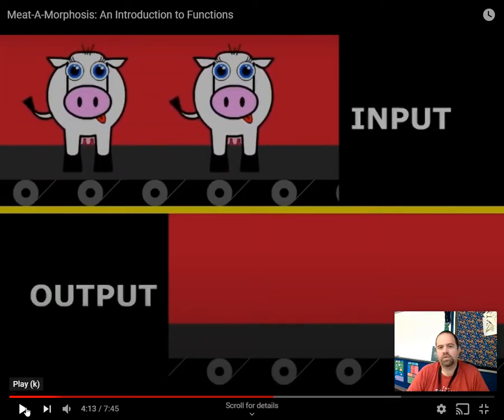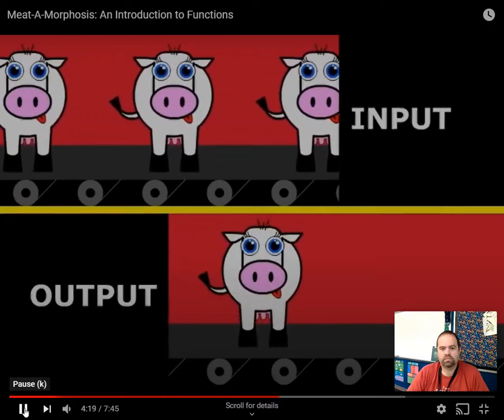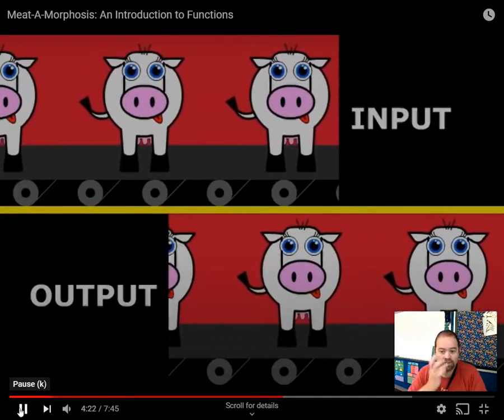Okay, so as this goes in, the cow is going in, watch what comes out. The cows came back out. So what happened to them? Keep that in mind. What happened to these?